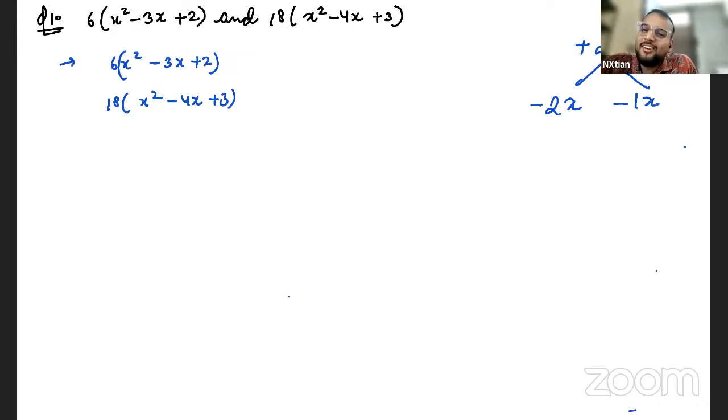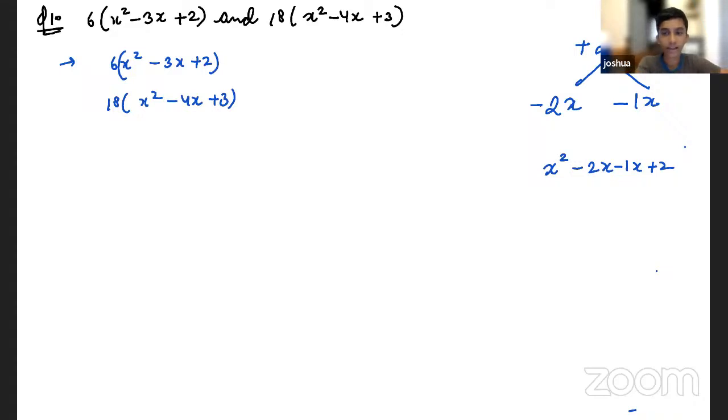Okay. So now I have to do the simplification of this. So x square minus 2x minus 1x plus 2. Joshua, you did it like this also? Yeah, I did it like before you showed me. Okay, so you also factorized it? Simple middle term splitting you did?